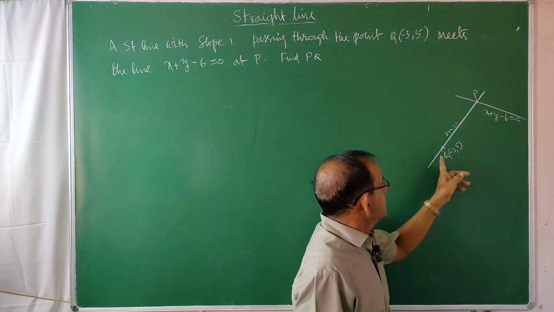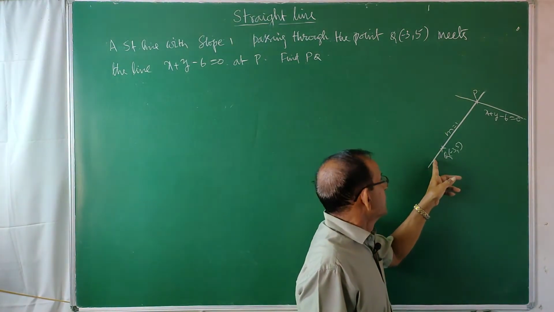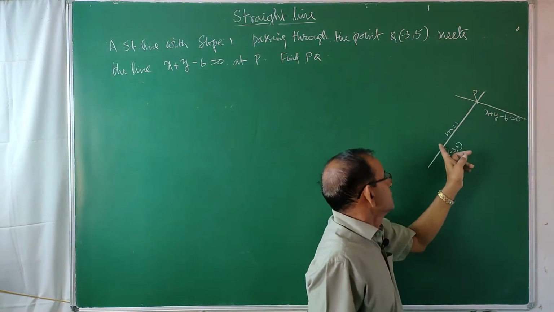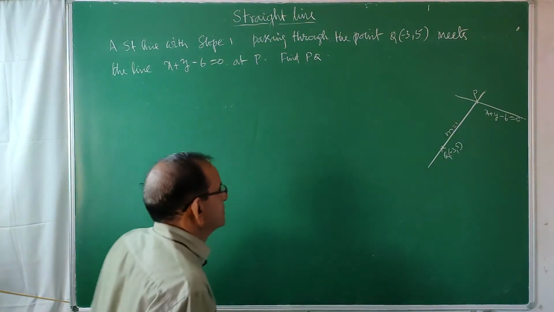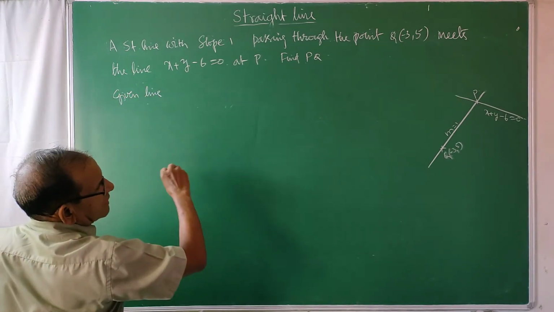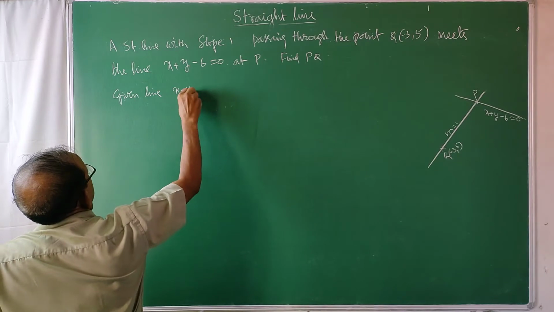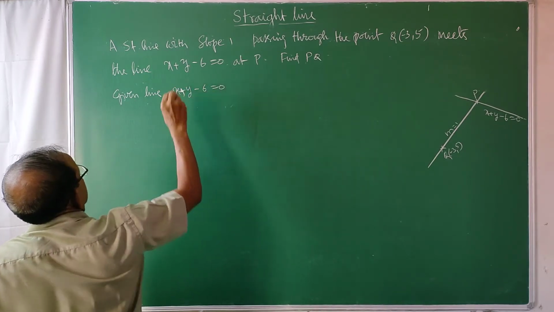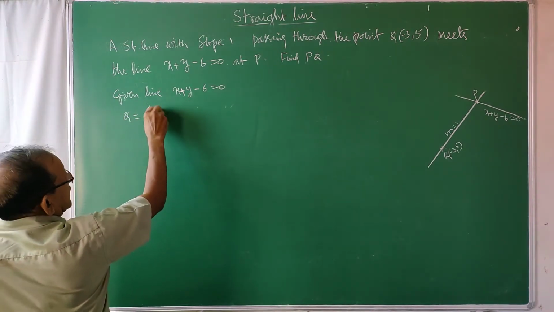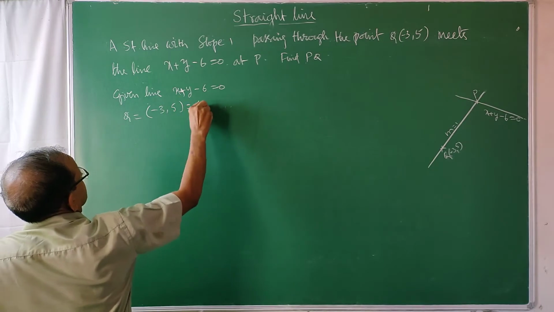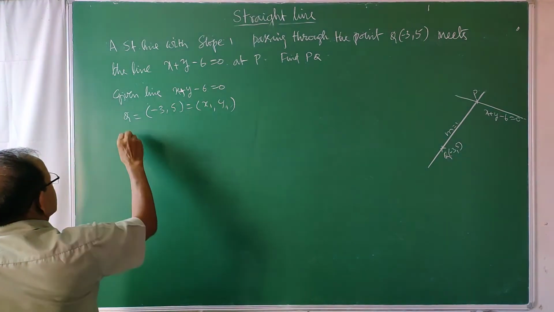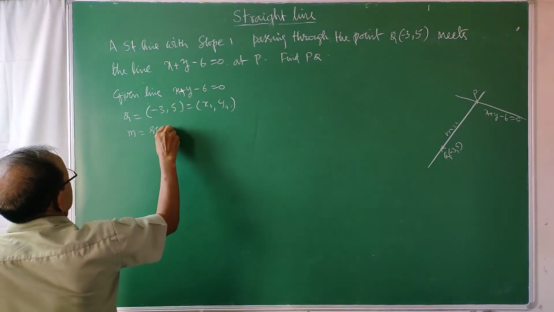Now let us find out the equation of this line first of all. Then if you solve these two equations, you will get the coordinates of P. Then we can find out the distance between P and Q. What's the given line? Given line is x + y - 6 = 0, and Q is (-3, 5). Take it as (x1, y1). Slope of that line is given as 1. M is equal to slope, that is equal to 1.